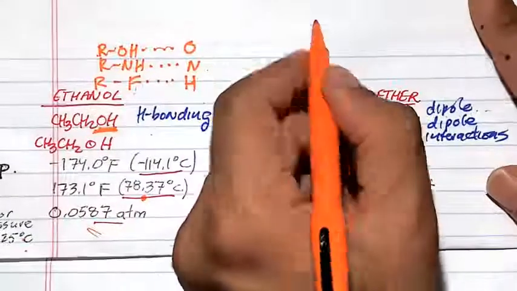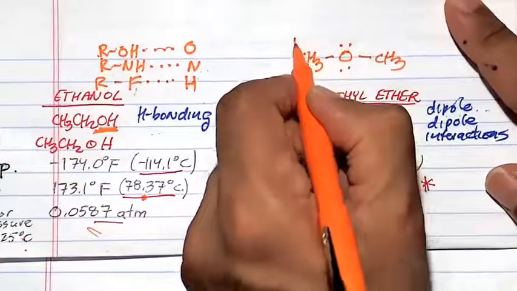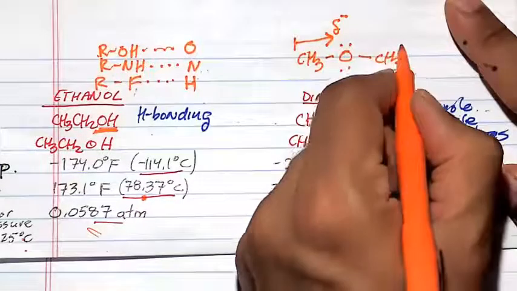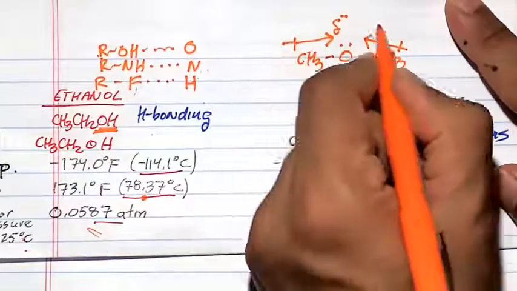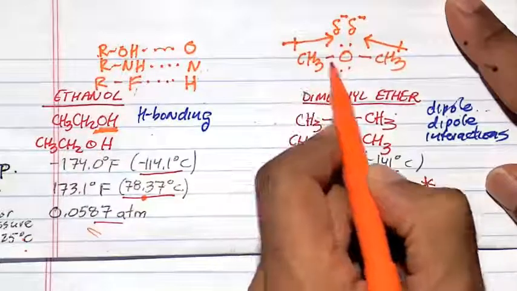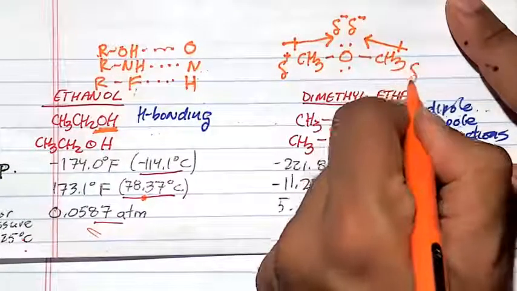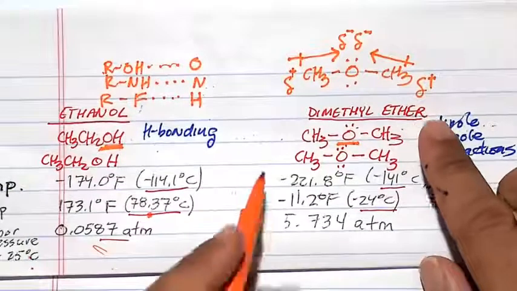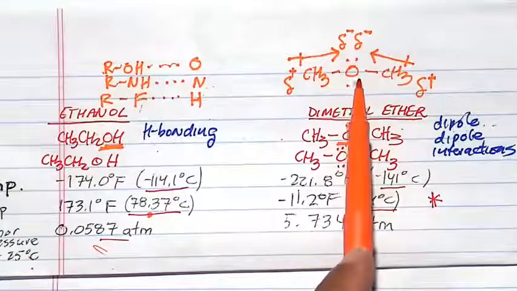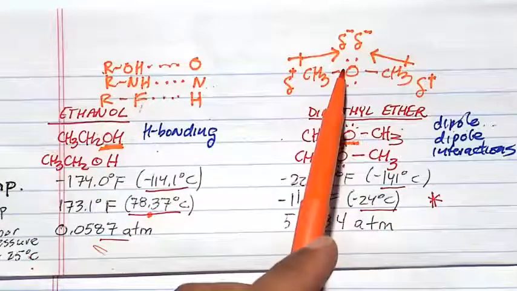Let's go over the dipole-dipole interactions of dimethyl ether. The oxygen in the center is going to pull electron density towards it, making it partial negative. And the same thing on the other end of the molecule. It's going to be partial negative because oxygen is pulling electron density towards itself, and it's making these carbons partial positive. But there's no hydrogen bonding here because you don't see an O bound with an H, you don't see an N bound with an H, you don't see a fluorine anywhere near the molecule. So there's no potential for hydrogen bonding.